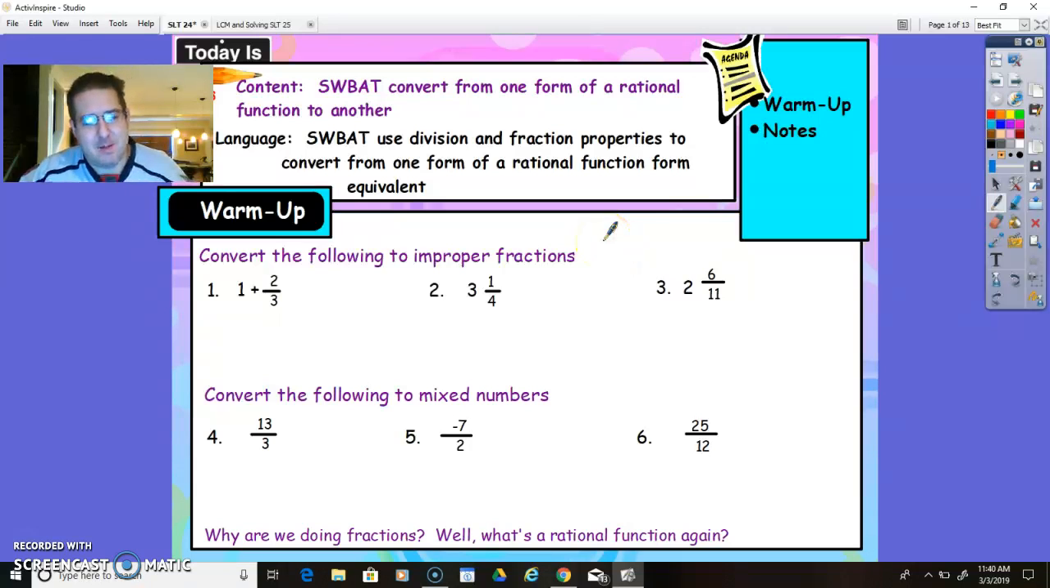All right, welcome back to Mr. PL's Algebra 2. This is Unit 2, Topic 3, SLT24. So we are now changing rational functions from what I like to call asymptote form into standard form.